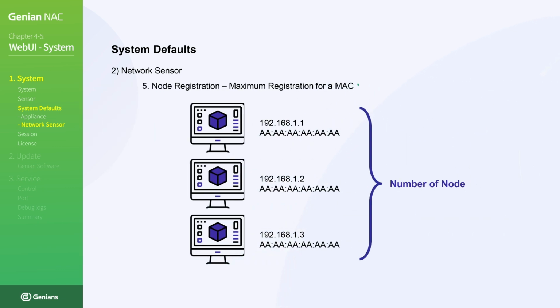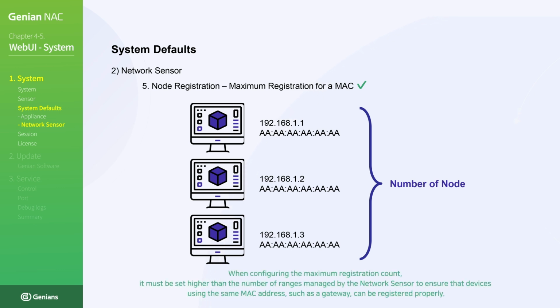The maximum registration for a MAC section specifies the maximum number of nodes with the same MAC address that can be registered in the NAC. When configuring the maximum registration count, it must be set higher than the number of ranges managed by the network sensor to ensure that devices using the same MAC address, such as a gateway, can be registered properly.